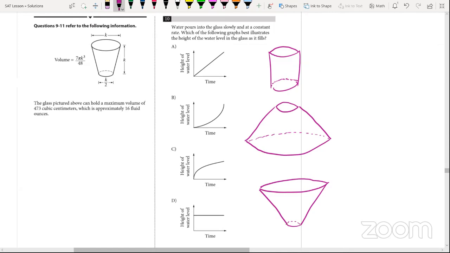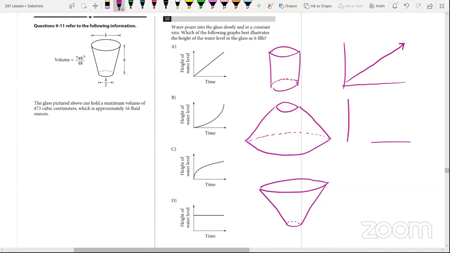So these are three arrangements of what we could have. We could have it sort of be perfectly even, more narrow at the top, or more wide at the top. So in the first one, as we fill it at a constant rate, it would fill at a constant rate. Nice and easy, nice and simple.